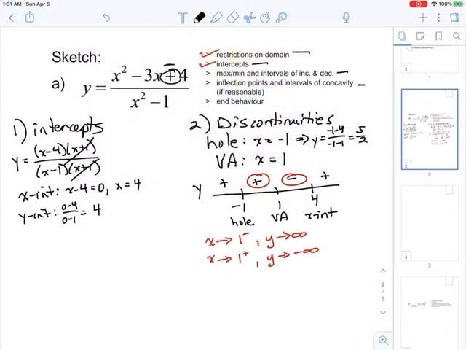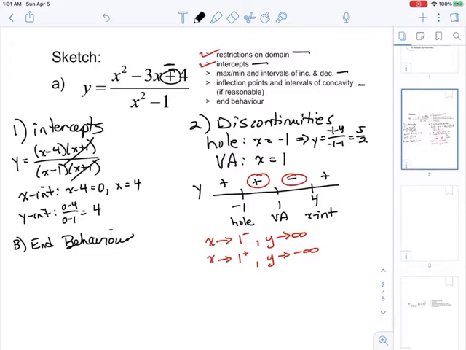Okay, that's restrictions on the domain, that's our intercepts, and now what we're going to do is end behavior. Is it a horizontal asymptote? Is it an oblique asymptote? What kind of asymptote is it?